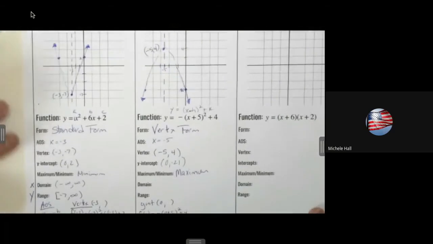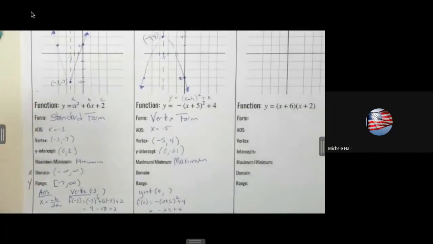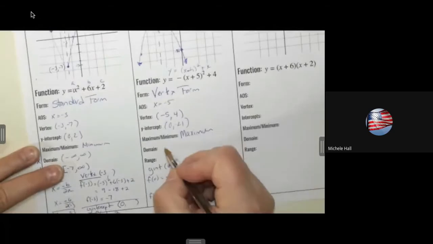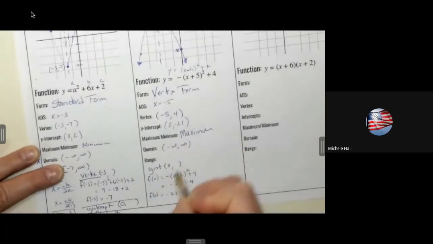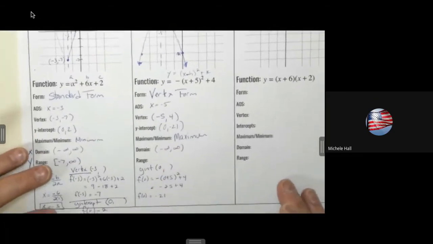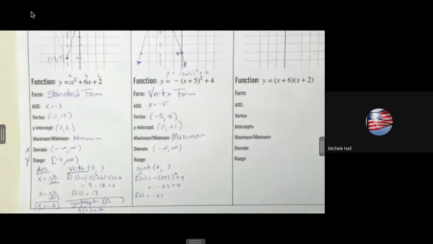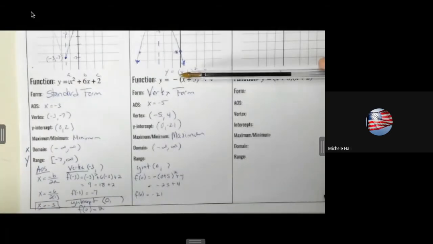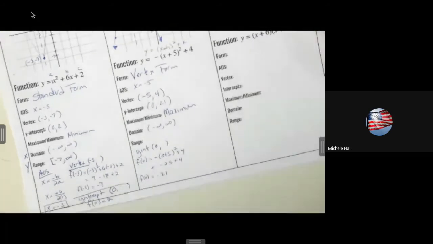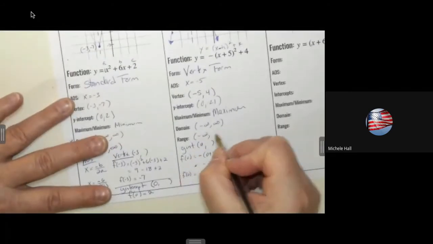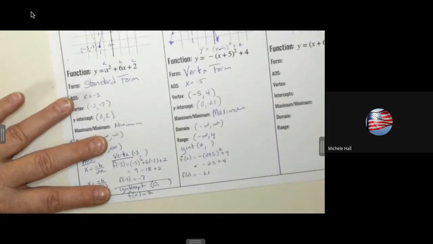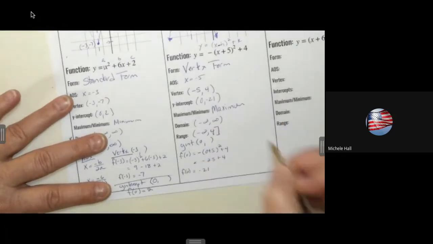Then we need to talk about the domain and range. What's the domain? It's going out, out, out to infinity. So that would be from negative infinity to positive infinity. And then we need the range from least to greatest. Going least to greatest, it would be from negative infinity to 4. So negative infinity to positive 4. Does it include 4? So that means it's a square bracket for 4.